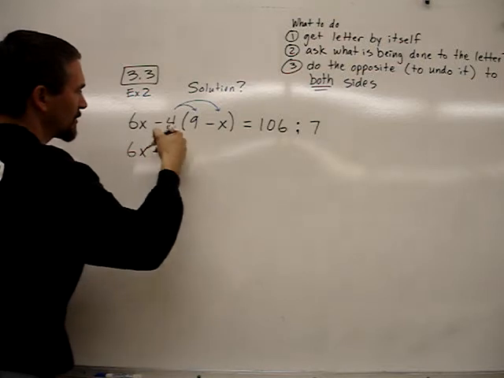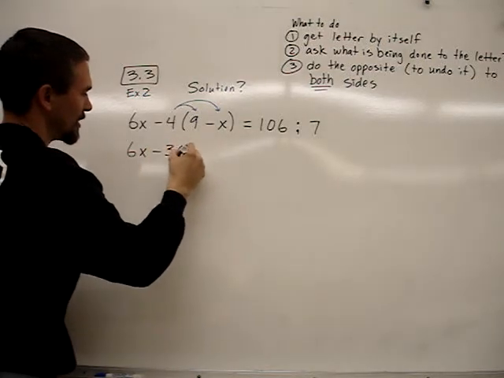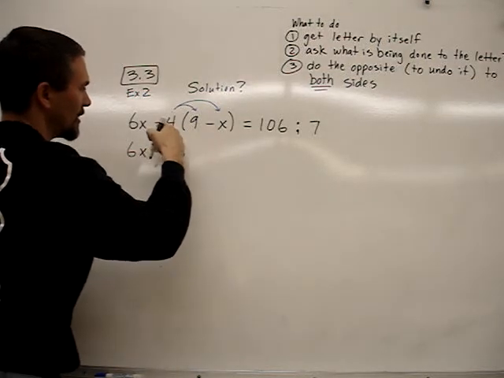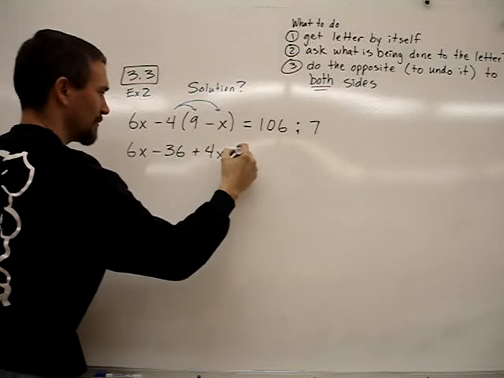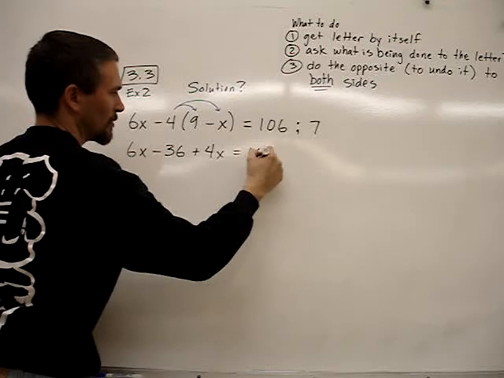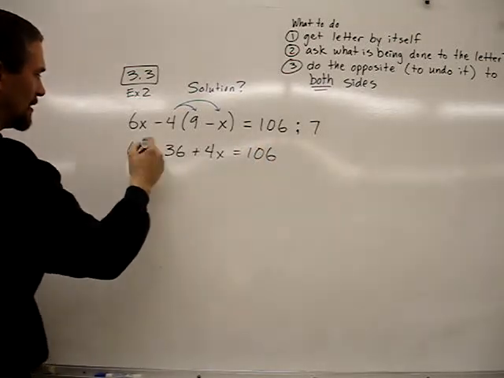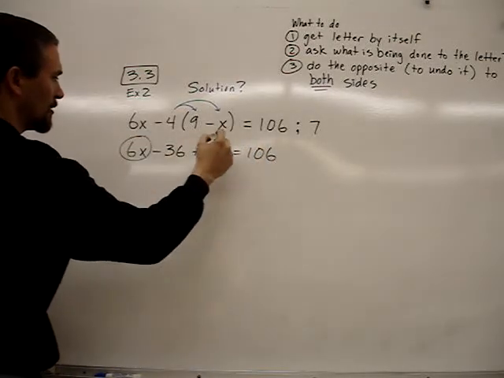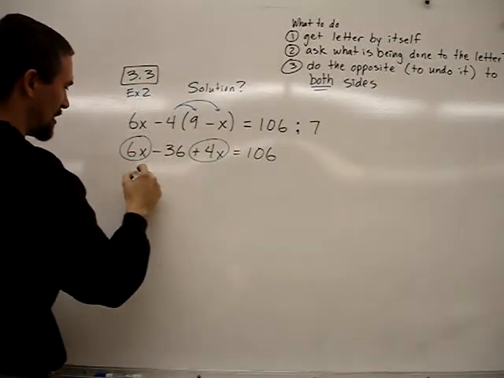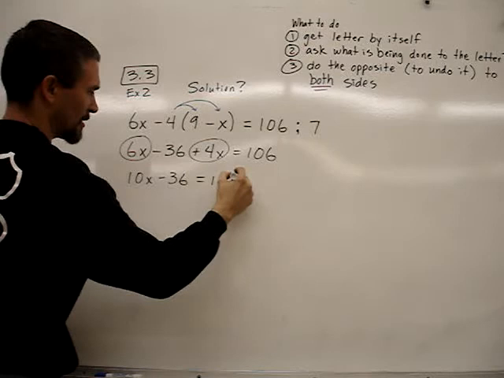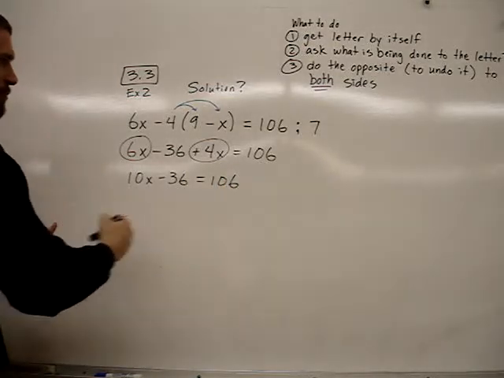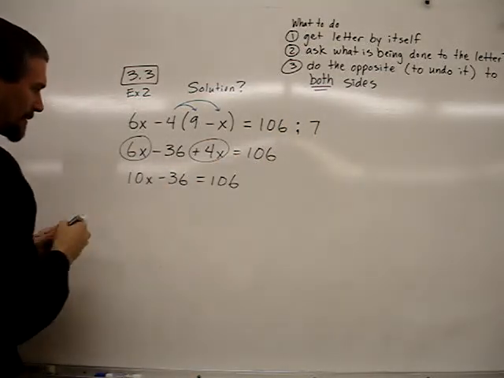6x minus 4 times 9 is what, 36. And then negative times a negative is a positive 4x. 4 times x is 4x equals 106. And then these are like terms. So we end up with 10x minus 36 equals 106. And now let's plug in 7 for the x.